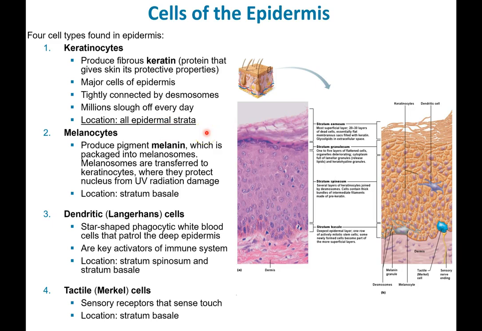The second cell type is melanocytes, which produce a pigment known as melanin. Melanin is packaged into organelles called melanosomes and then transferred to keratinocytes. Melanin shields and protects the nuclei of those keratinocytes from harmful UV radiation. Melanocytes are located in the stratum basale.